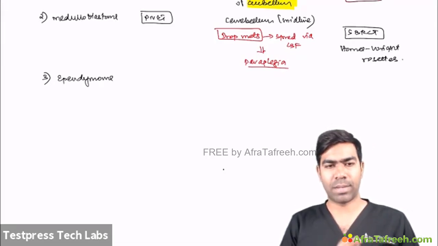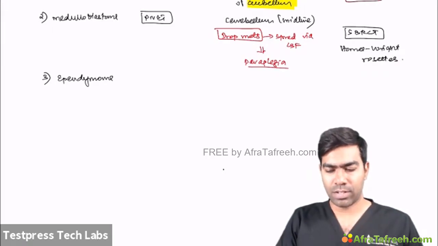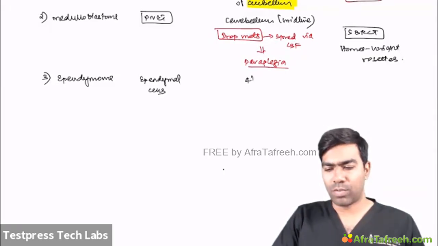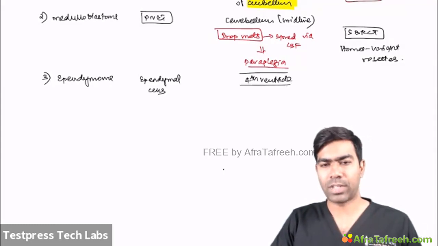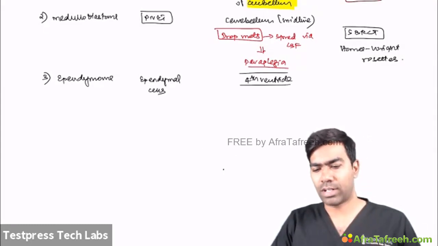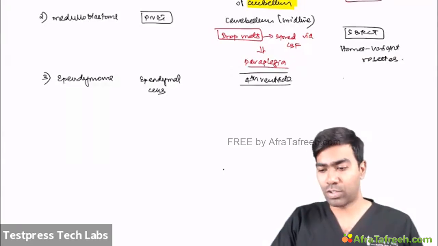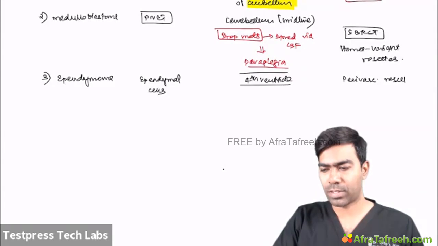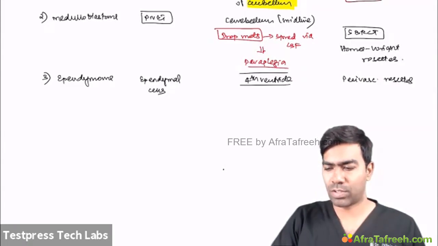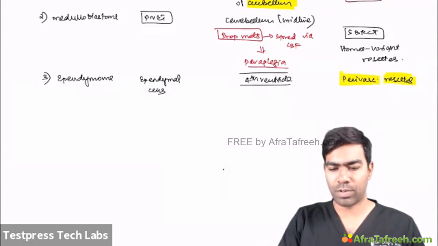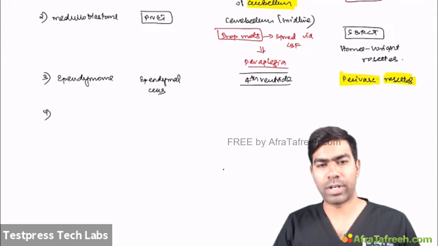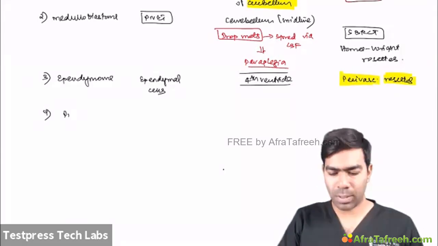As far as ependymoma is concerned, the origin will be ependymal cells, and the location will be in the fourth ventricle, typically the floor of the fourth ventricle. And typically in histology, you'll be seeing perivascular rosettes. So perivascular rosettes will be the clue in the exam: a tumor originating from the fourth ventricle. And we have a pinealoma.